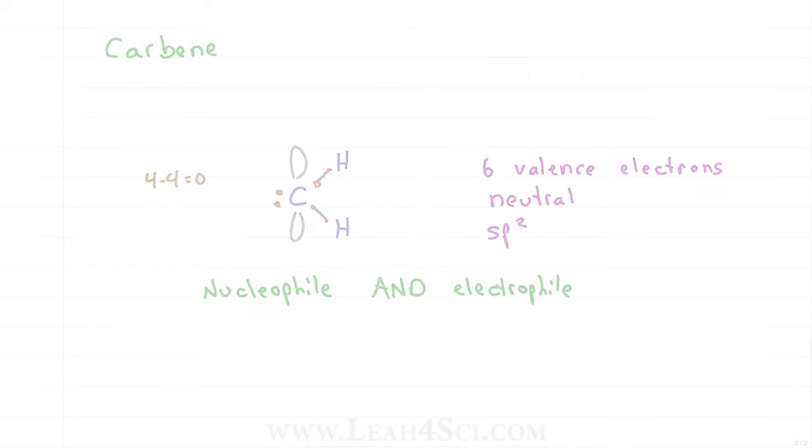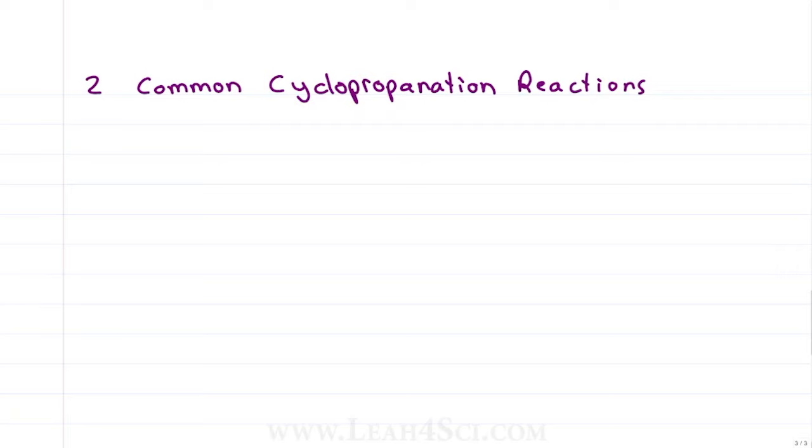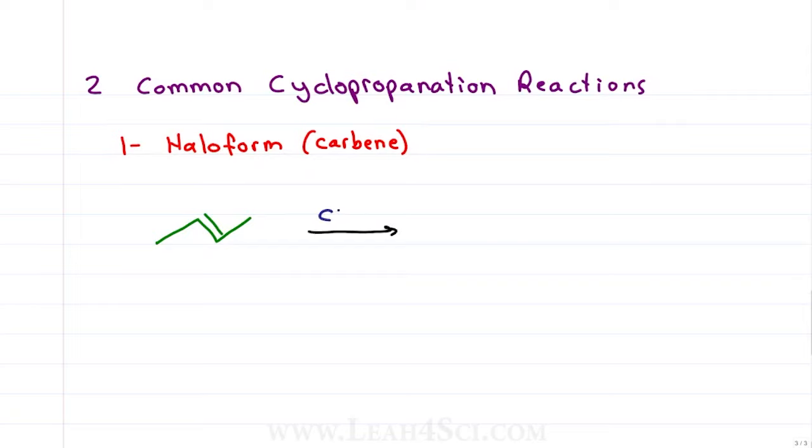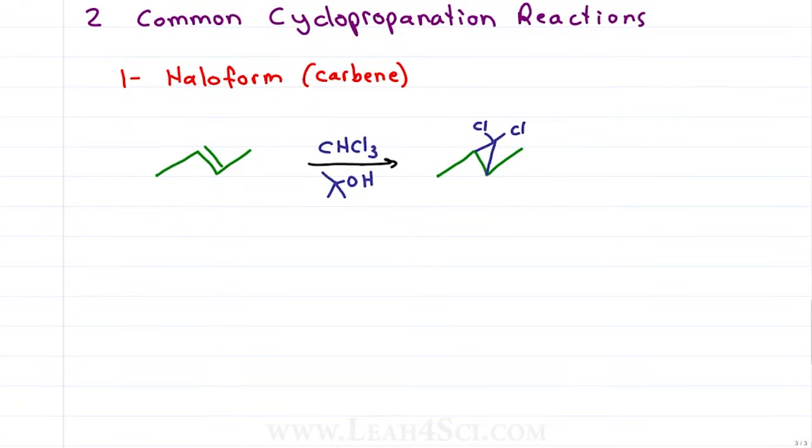You will likely learn 2 common cyclopropanation reactions. The first uses a haloform with a carbene intermediate. For this reaction, we start with an alkene, here we're showing trans-2-butene, and react it with a haloform such as chloroform, CHCl3, in the presence of a strong base like tert-butoxide, to give us the carbene intermediate, for a final product that has our cyclopropane, but with 2 halogens attached.